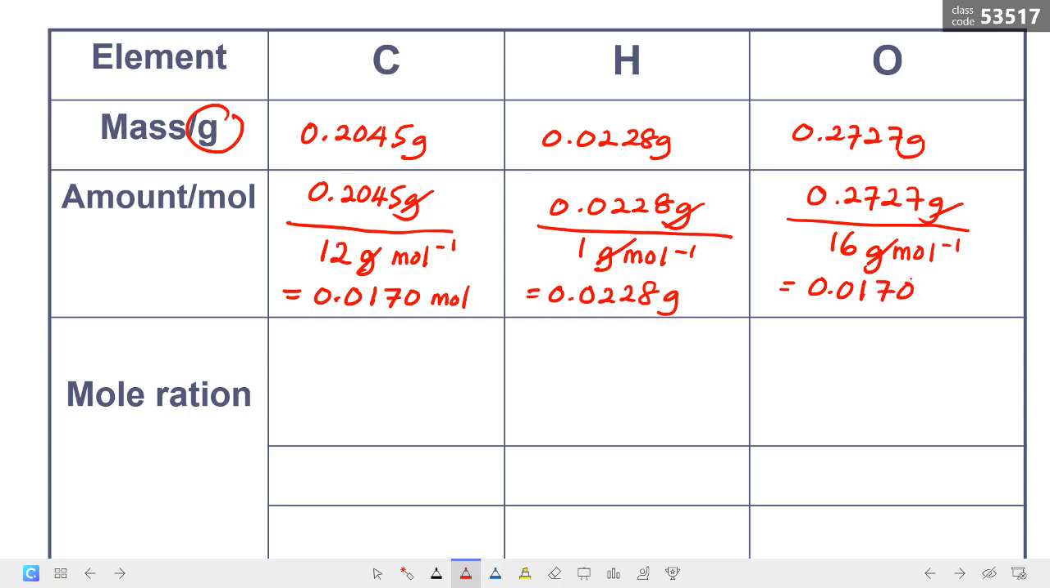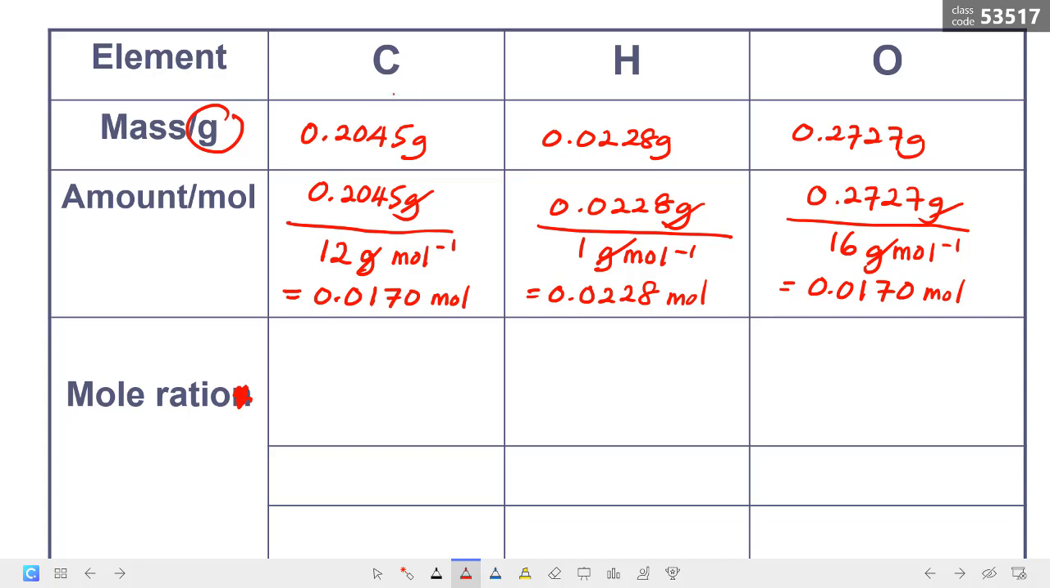Alright? Okay. So now, you are going to determine the mole ratio. Okay, mole ratio, the simplest mole ratio. Jadi sekarang kita nak cari simplest mole ratio tu, kita kena bahagikan mole yang kita dah dapat ni. Okay, sorry kat sini saya tulis gram pula. Kita bahagikan mole yang kita dah dapat ni dengan the smallest mole.